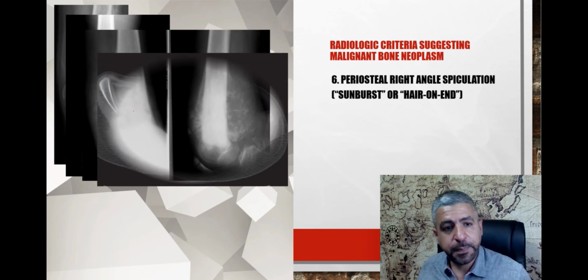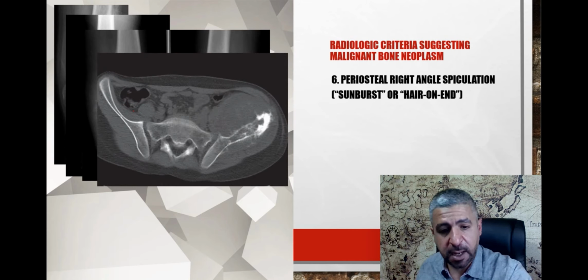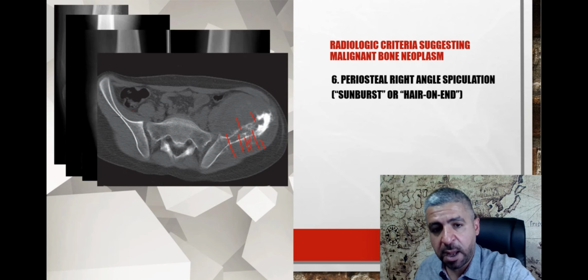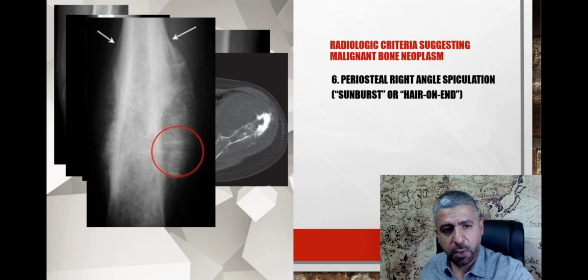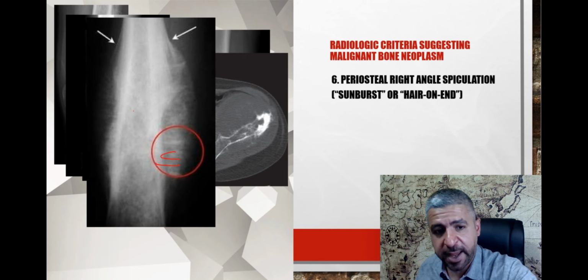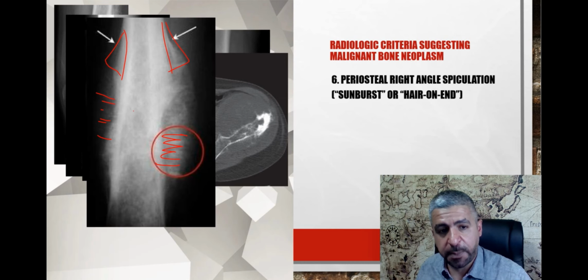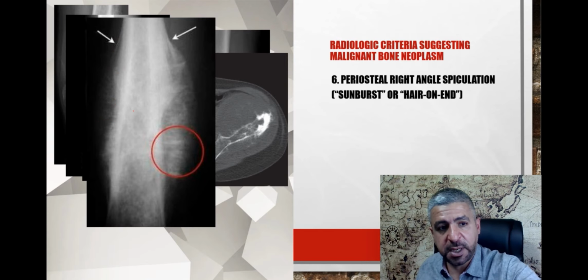Okay, now another example, you can see it in CT scan. You can see it's forming spiculations or vertical periosteal reaction, or what we call a hair on end appearance. Now look at that. You can see both kinds of periosteal reaction, the hair on end appearance or the sunburst appearance, and this is a Codman triangle. Here you can see it on both sides with the sunburst appearance. So all patterns of malignant periosteal reaction are present here.